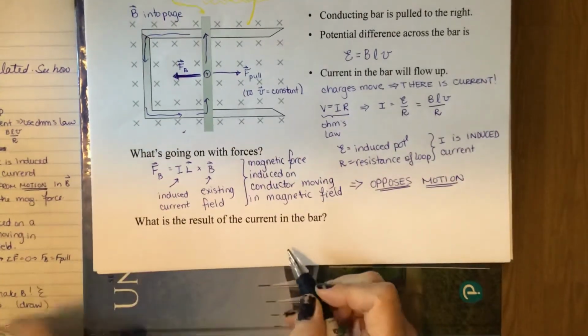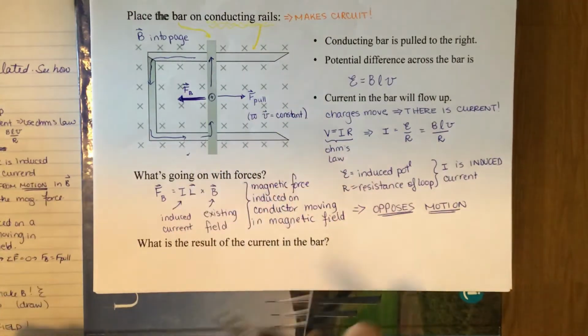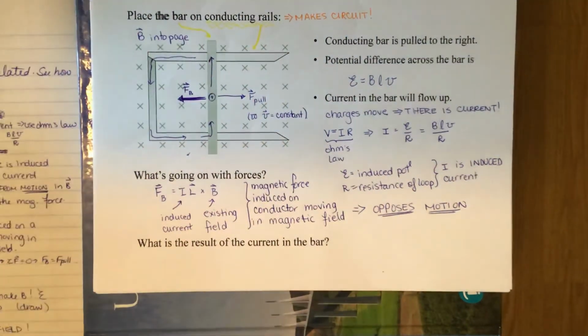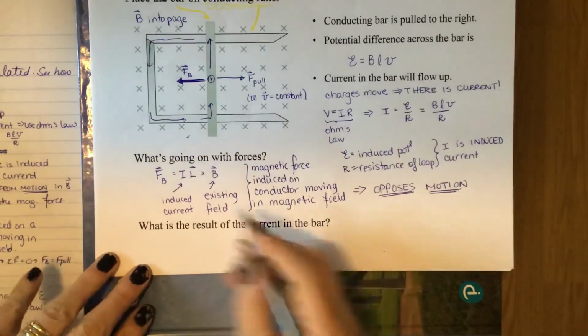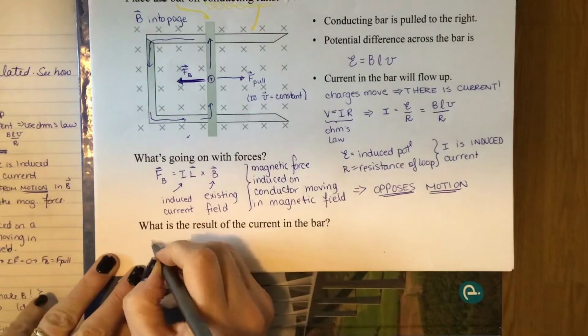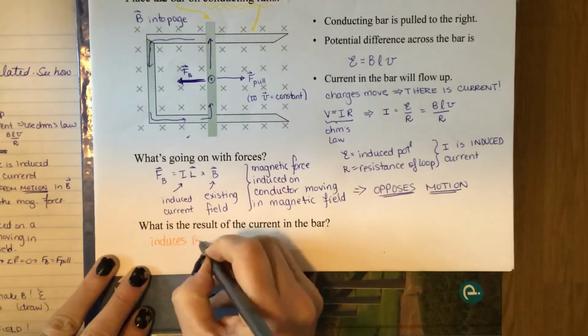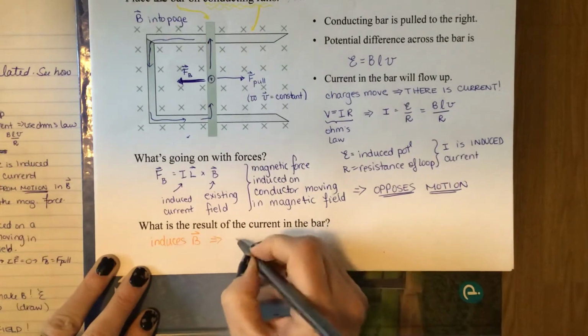Let's ask one more question. If there's a current in this bar, what happens because of that? Let's remember what we know about current carrying wires. They make magnetic fields. So the current in the bar induces a magnetic field. What's the direction of that magnetic field, or what's the size of that field?